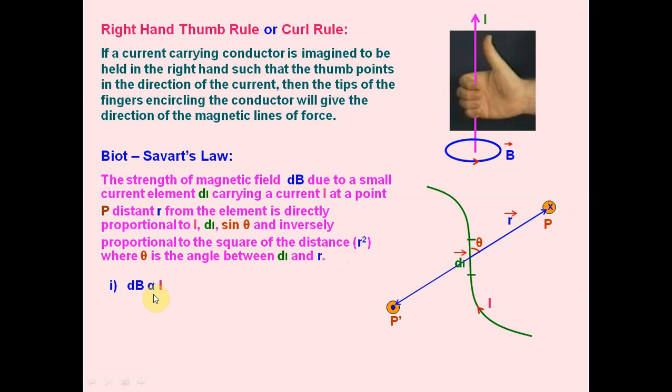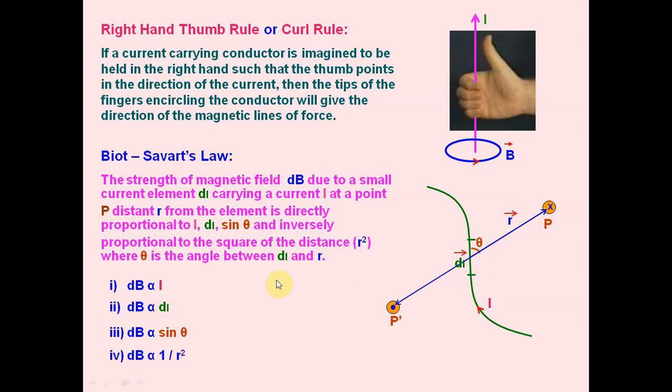So by using this, the small magnetic field, or we can say the strength of magnetic field due to a small current carrying element, is proportional to the current I at that point P. It is also proportional to the small length of element dl, and it is also proportional to sine theta, where theta is the angle between dl and r. Again dB is inversely proportional to r square.